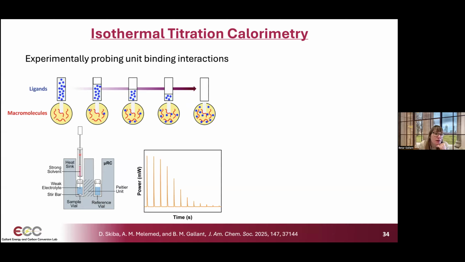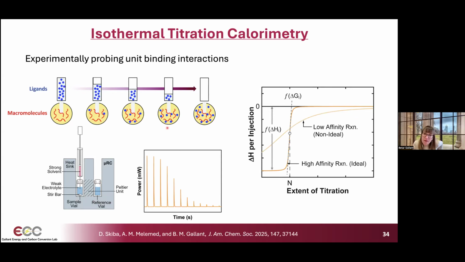And then what you do in the experiment is you increasingly inject small amounts of ligand. Because the ligands want to bind to the macromolecules, you have spikes in temperature in the sample vial. The controller will seek to maintain the sample vial under isothermal conditions, so it requires power through a Peltier unit to maintain constant temperature, and that's what's measured. So you measure these power spikes corresponding to the heat that has to be removed or added as the titration proceeds.